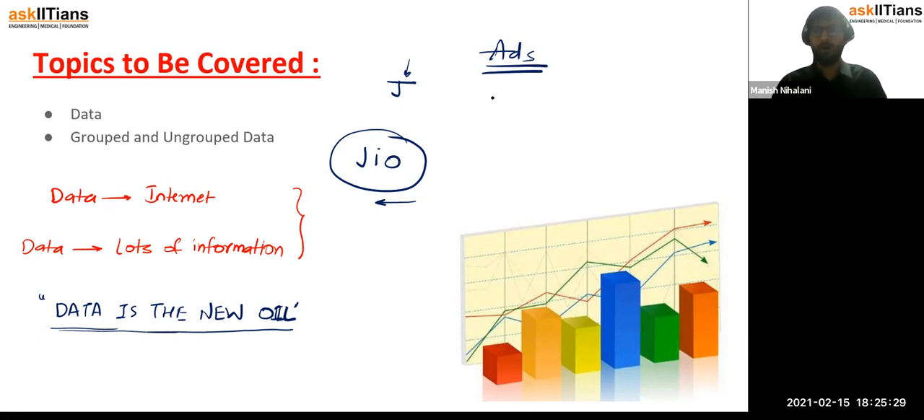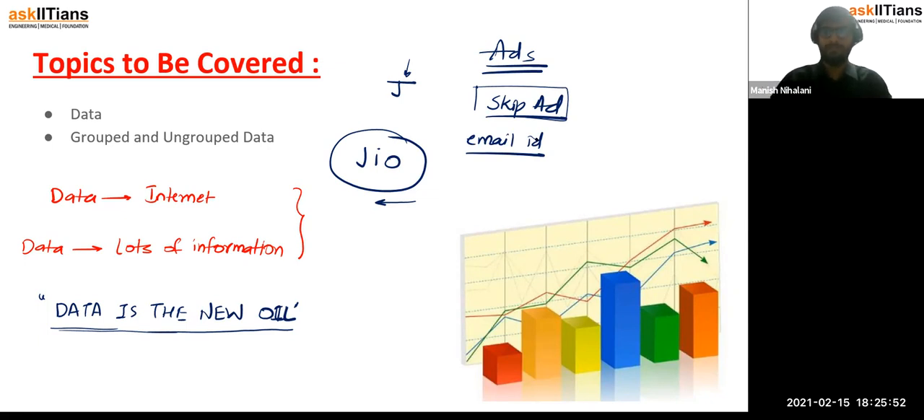So for example, now you have a skip ad button, right? Let's say you want to skip the advertisement to get to the video. So what happens when you click on the skip ad button? The data of your computer, that is your email ID, your name, and other basic data, is shared with the company whose advertisement this is. This is all obviously in the terms and conditions of the YouTube privacy policy.